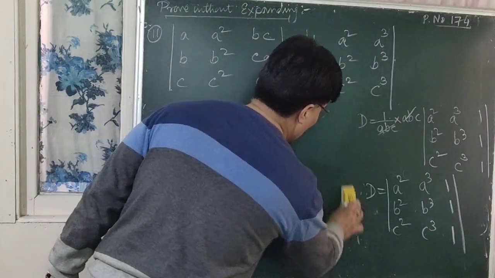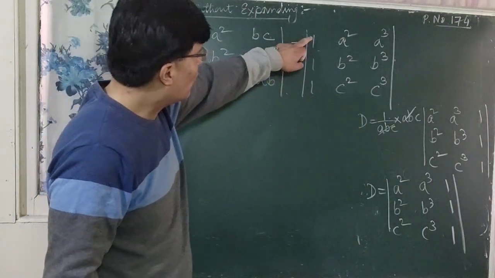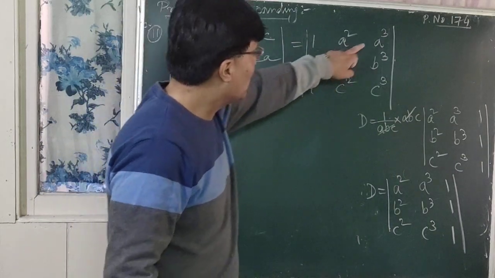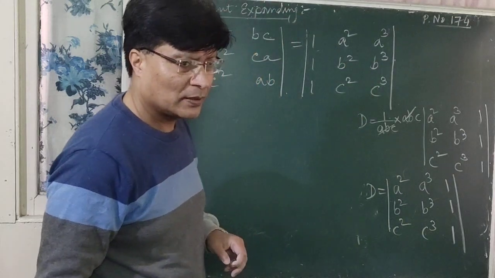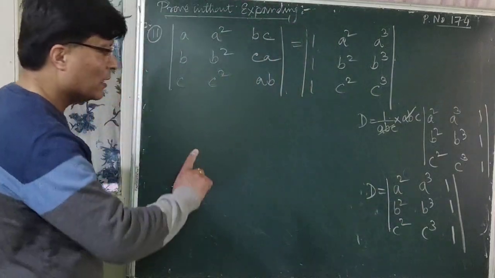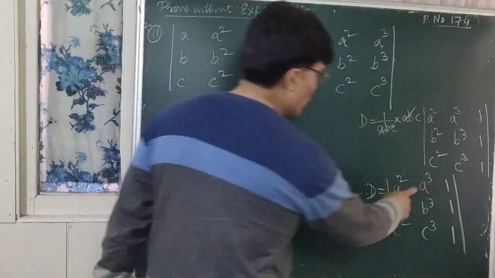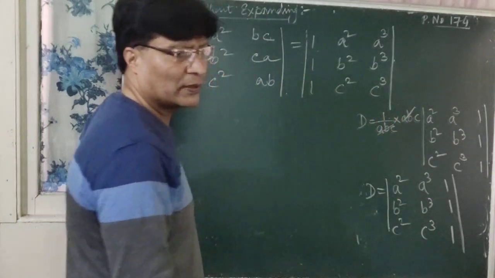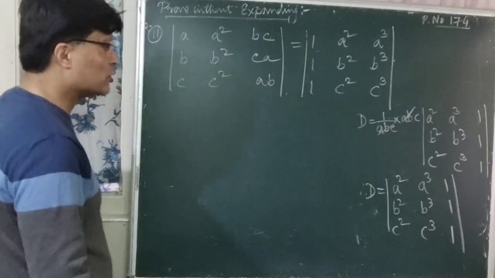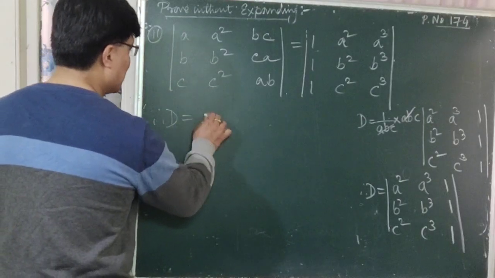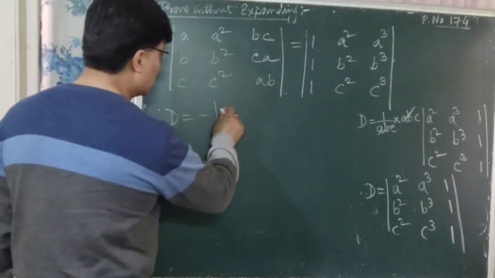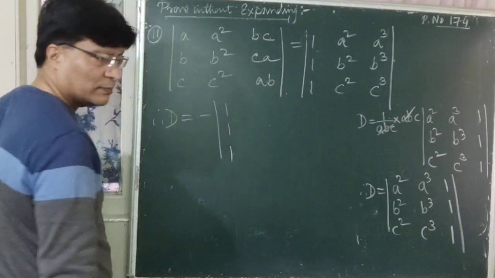But we have to prove here 1, 1, 1 should be in the first column, a square, b square, c square should be in the second column, a cube, b cube, c cube should be in the third column. But this is not correct, okay? Let us interchange first column and the third column, so that 1, 1, 1 is in the first column. Use property number 2, so plus sign becomes minus. Now the third column becomes the first column.